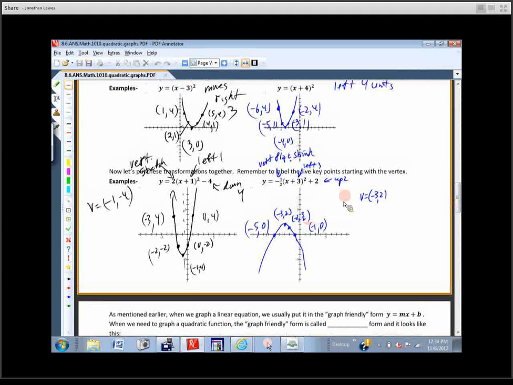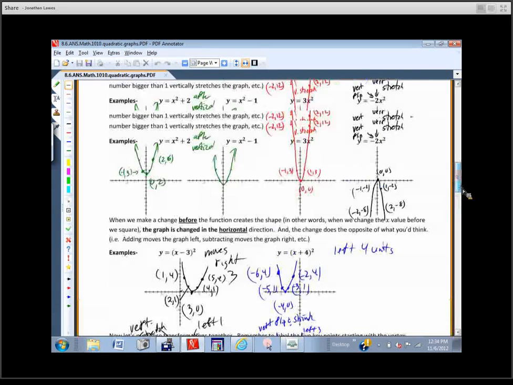So with this change, we went up 2, we went to the left 3. This vertically flips it and vertically shrinks it. So we know where the vertex is, and then from the vertex, we can just go over and down however many we need to get to another point on the graph. Okay, are there any questions?